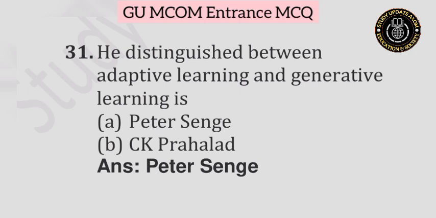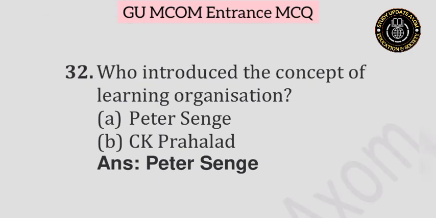Question number 31. He distinguished between adaptive learning and generative learning is option A. Peter Senge. Option B. CK Prahalad. Answer is Peter Senge. Question number 32. Who introduced the concept of learning organization? Option A. Peter Senge. Option B. CK Prahalad. Answer is Peter Senge.